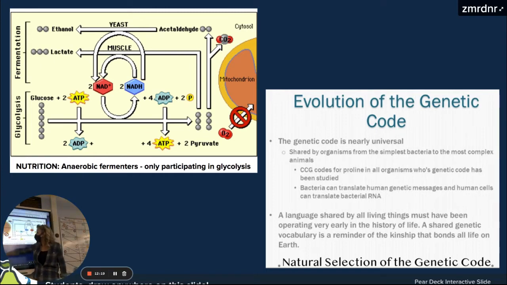Okay, and then the evolution of the genetic code. We have talked about this as evidence for evolution. You see that same language repeated in all life for the most part, and natural selection would have worked on that as well.